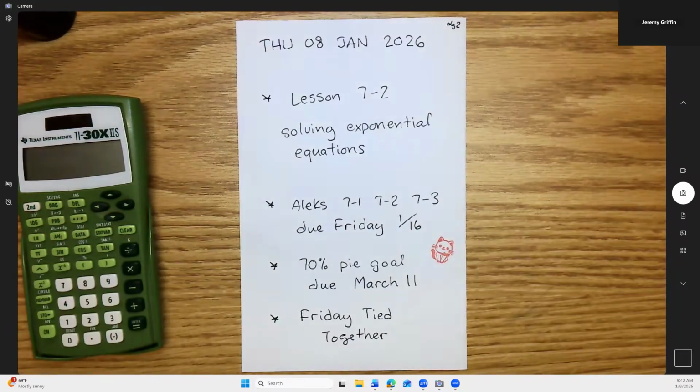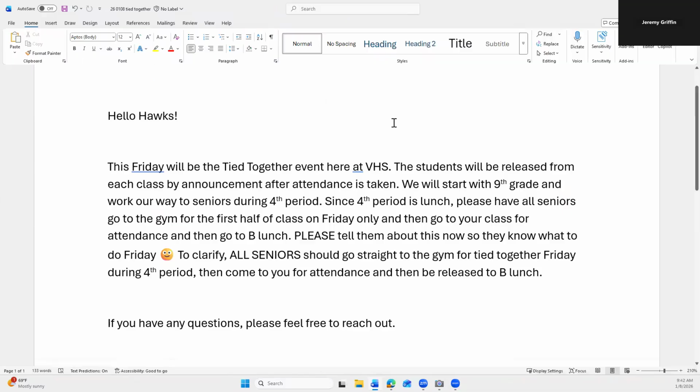Another event going on tomorrow is called Tied Together. So I'm going to show you guys the same email that I got, so we're all looking at the exact same information here. It says this Friday will be a Tied Together event. VHS students will be released from each class by announcement after attendance is taken. We'll start with 9th grade and work our way to seniors during 4th period. Since 4th period is lunch, please have all seniors go to the gym for the first half of class on Friday, and then go to your class for attendance, and then go to B lunch. Please tell them about this so they know what to do Friday.